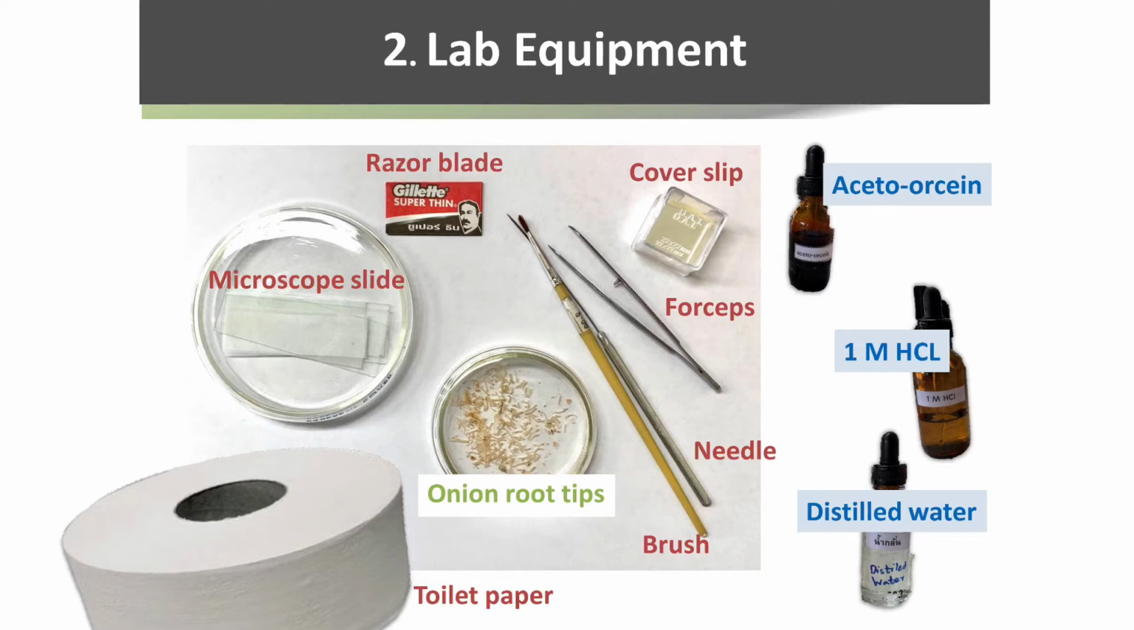We also use other instruments such as a microscope slide, cover slip, and razor blade for cutting the root tip. Tweezers, needle, and brush are used for handling samples. Toilet paper is also used for blotting excess liquid during squash preparation.